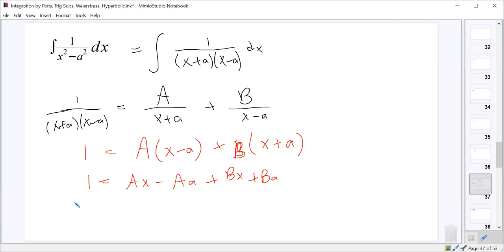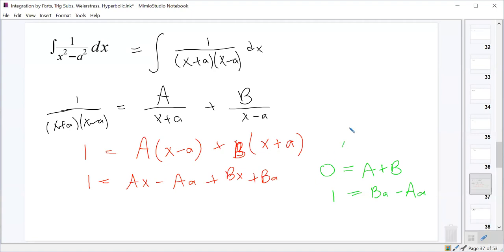And how many x's do I have on the left? On the left, I know sides of left and right are hard, but we have 0 x's on the left. And how many do we have on the right? A plus B. And then on the left-hand side, we have a constant of 1. And on the right-hand side, what is our constant on the other side? B little a minus capital A little a. Good? And what does that tell us here?